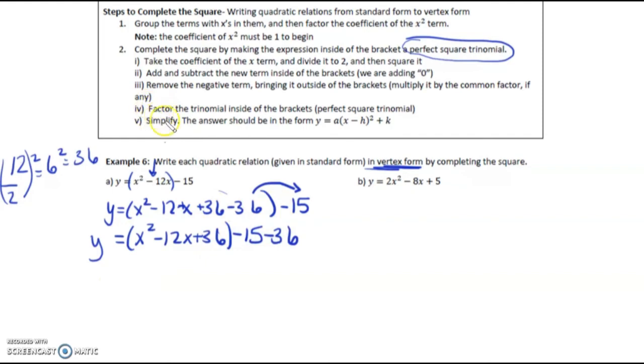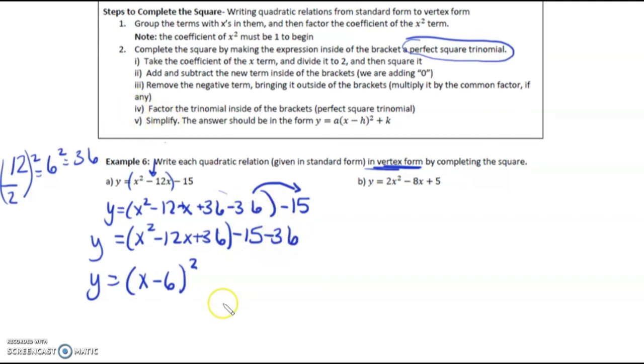Okay, so here are the last 2 steps. We can do these in one step if we'd like. Factor the trinomial inside of the bracket. This is always going to be a perfect square, and if it's not, you did it wrong. Perfect square means it's going to be the same factor. So x minus 6 all squared, and then we have -15 minus 36, and we get -51.